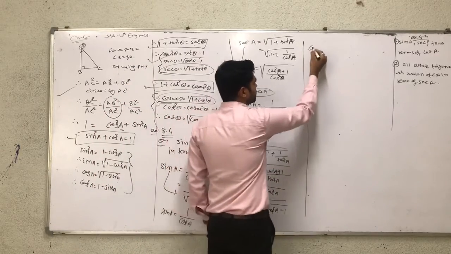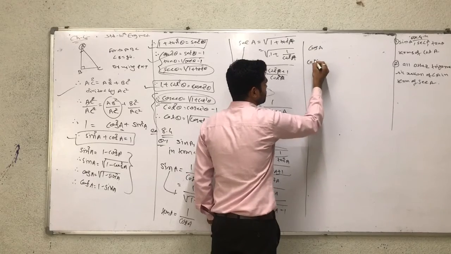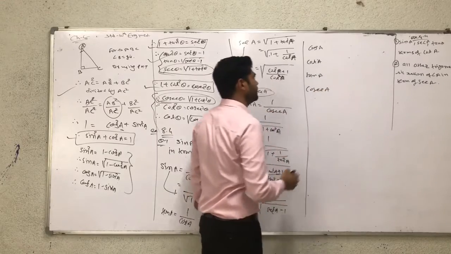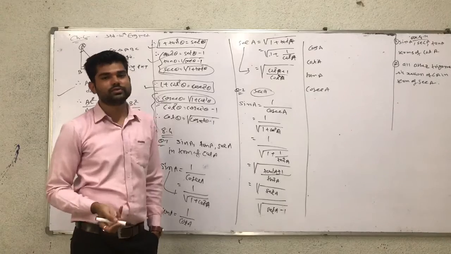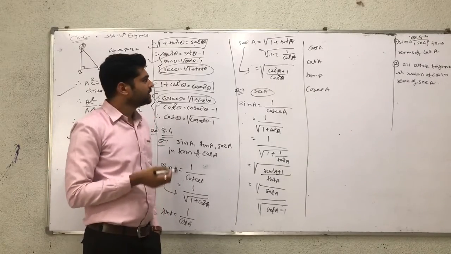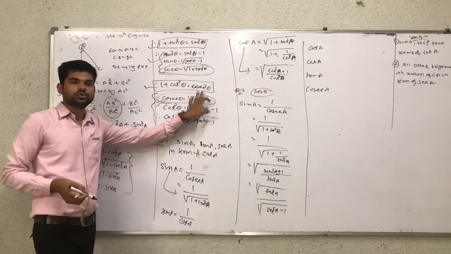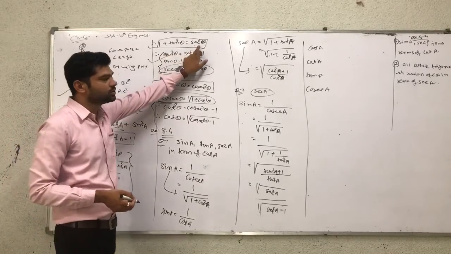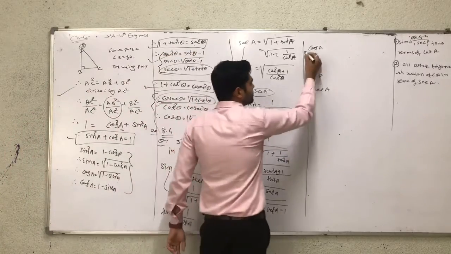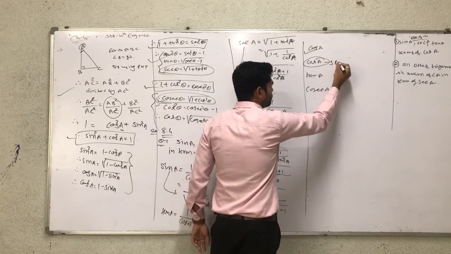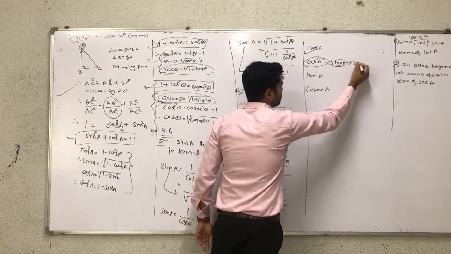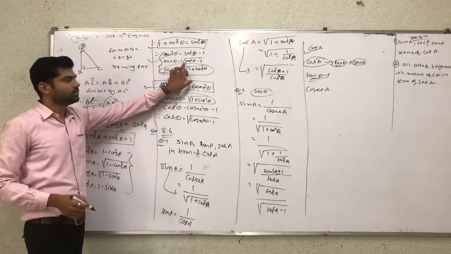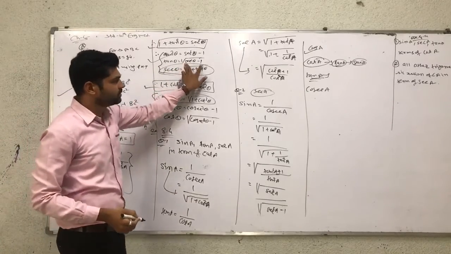In a similar way, we have to convert cos, cot A, tan A and cosec A. So cos A is directly the reciprocal of sec, so cos A is equal to 1 upon sec A. Now cot, first cot is converted into tan and then converted into sec. Now cot is converted into tan A and tan A is converted into sec A. In a similar way, tan A is equal to under root sec square A minus 1.